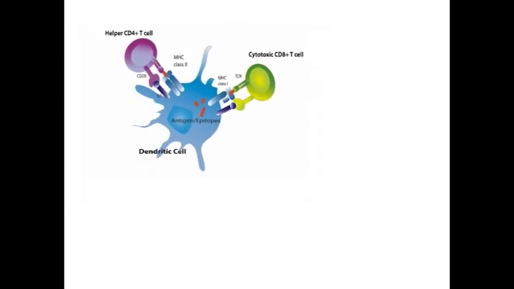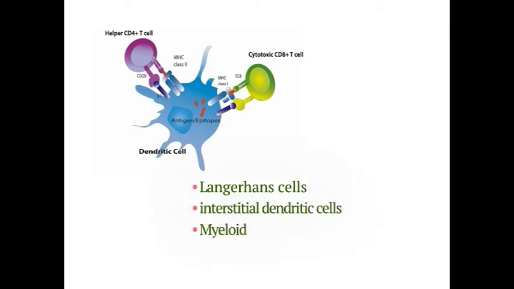Four types of dendritic cells are known: Langerhans cells, interstitial dendritic cells, myeloid and lymphoid dendritic cells. Despite their differences, they all constitutively express high levels of class II MHC molecules and members of the co-stimulatory B7 family. Dendritic cells acquire antigens by phagocytosis, process them and present them to T helper cells.